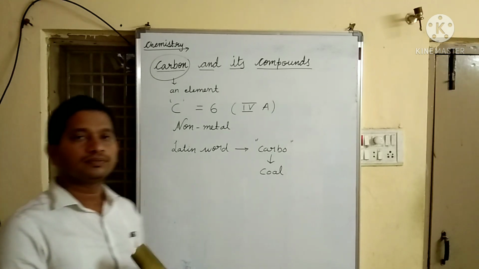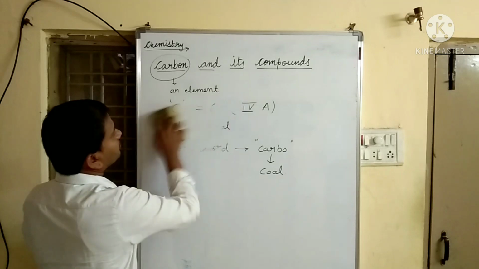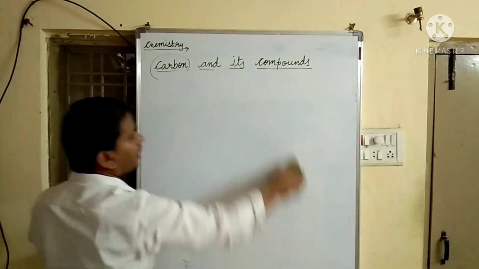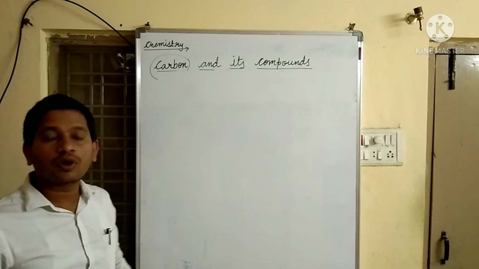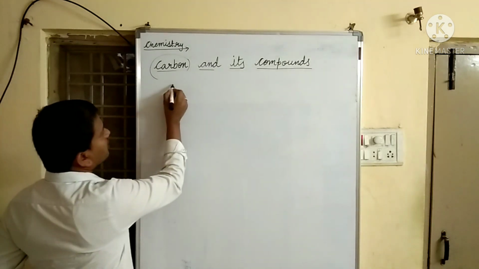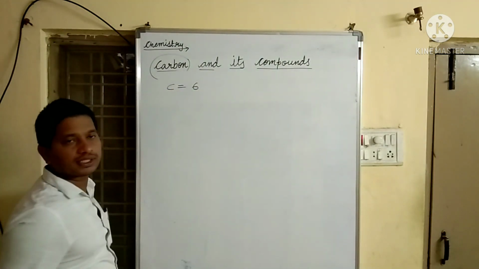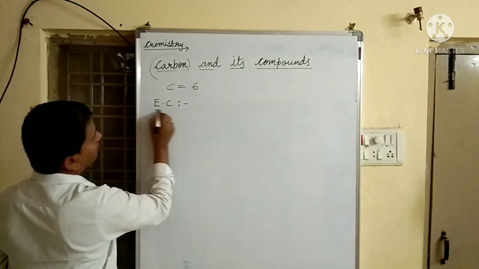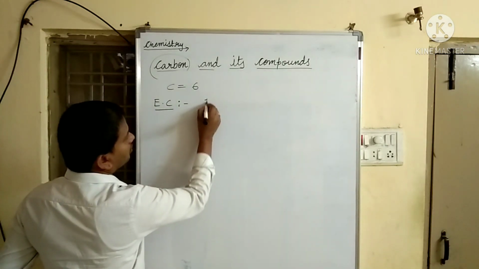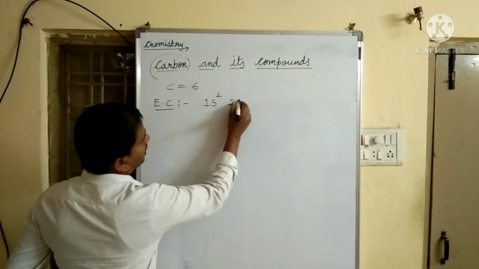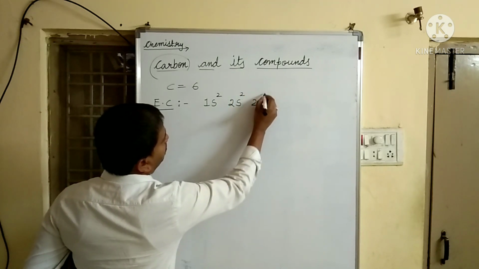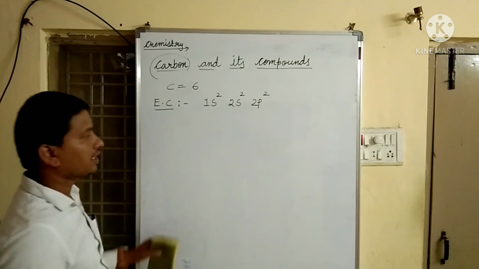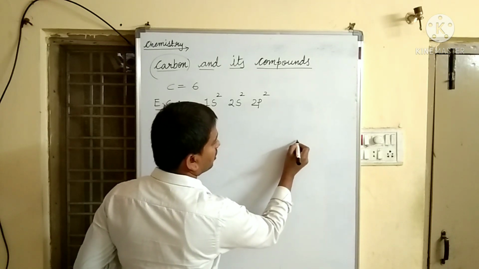So the atomic number of carbon is 6 and it belongs to group 4A in the modern periodic table. And what is the electronic configuration of carbon? As we know, carbon has atomic number 6, and its electronic configuration is 1s2, 2s2 and 2p2.